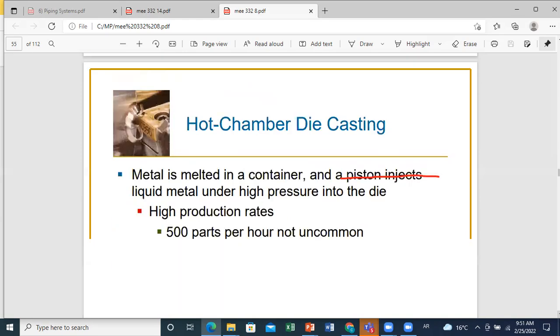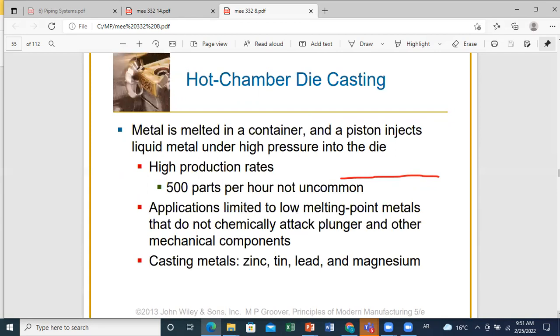In hot chamber die casting, the metal is melted in a container and the piston injects liquid metal under high pressure into the die. We can produce large rates of production, up to 500 parts per hour. Applications are limited to low melting point metals that do not chemically attack the plunger and other mechanical components. So one of the limitations here is that we need to use low melting point metals. The casting metals used in general in hot chamber die casting are zinc, tin, lead, and magnesium.